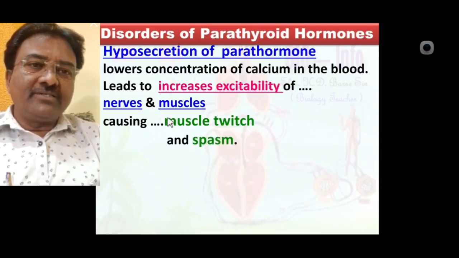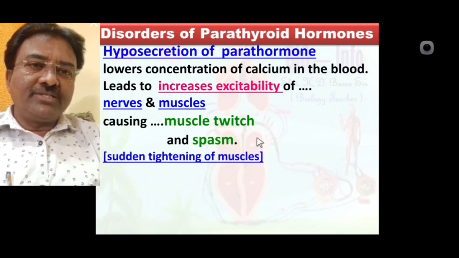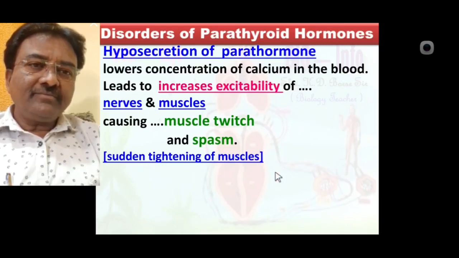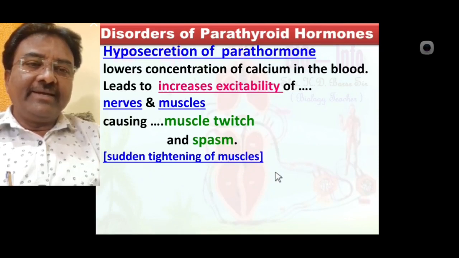Causing muscle twitch, also spasm. So a condition like spasm is a sudden tightening of muscles. Due to this, the muscles become tight.